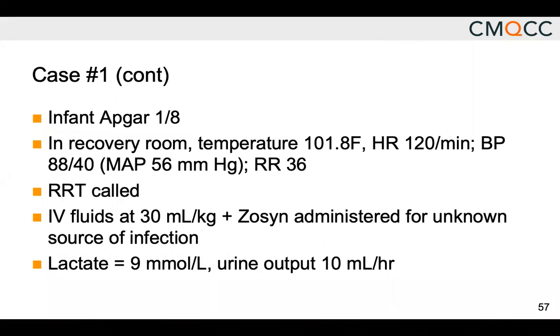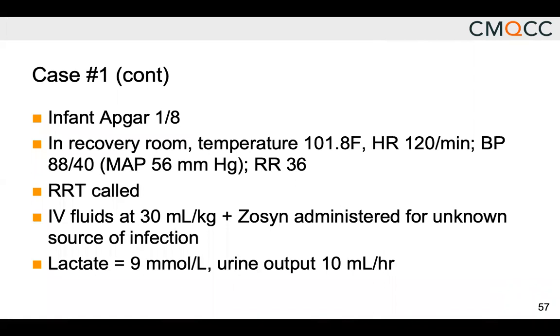In the recovery room, the patient started showing that she was in septic shock. The temperature was 101.8, the heart rate was 120, and the BP was 88/40 with a MAP of 56. And the respiratory rate, she was tachypneic at 36. Called the RRT, she definitely just rapidly deteriorated, hitting the PACU.